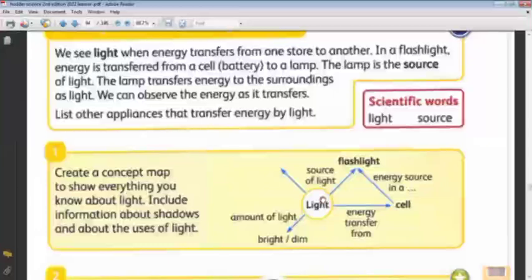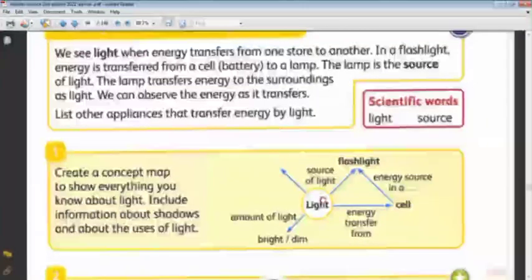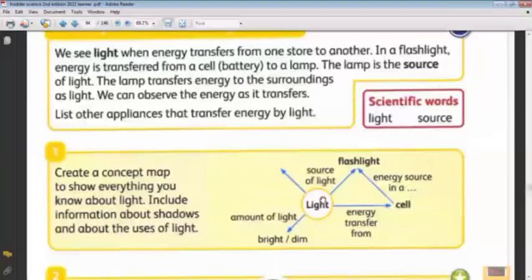Natural resources are not made by humans. They are present already in nature, like the sun and the fire. Artificial resources are the resources that man made, like the flashlight, lamp, candle, mobile phone. All these things, man made them, so they are artificial. The natural things, the things that are present in nature, God made them.